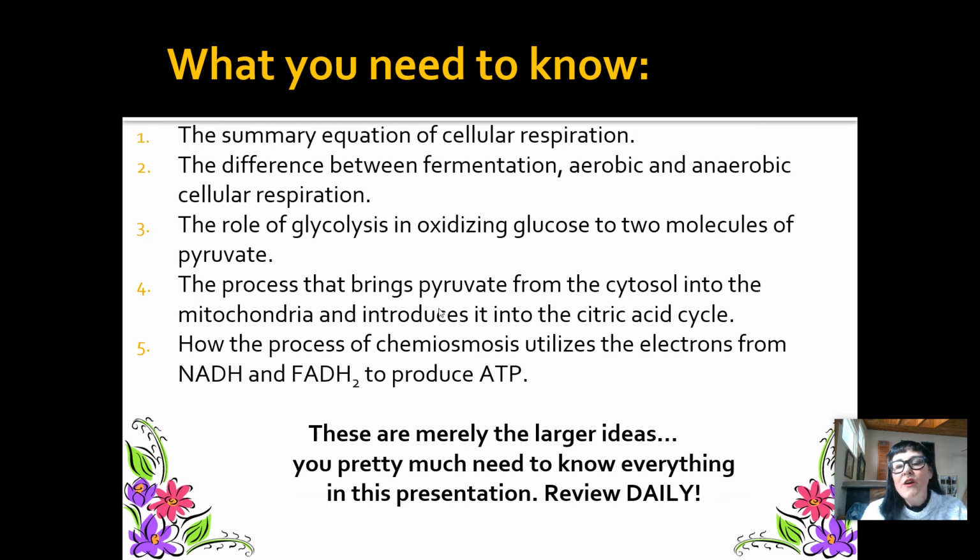Now, these are the larger, the bigger ideas. You're pretty much going to need to know everything in the PowerPoint and in the video. So I would go over notes for this unit every single day and do it actively. Don't just look at them and go, oh yeah, I get it. You really want to be active in it. So making note cards, that type of thing.